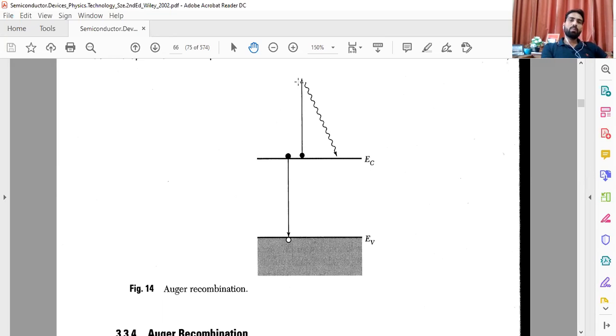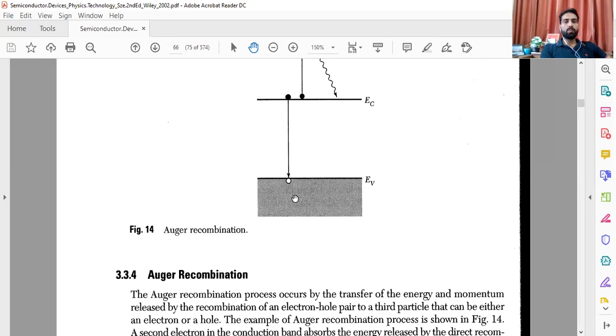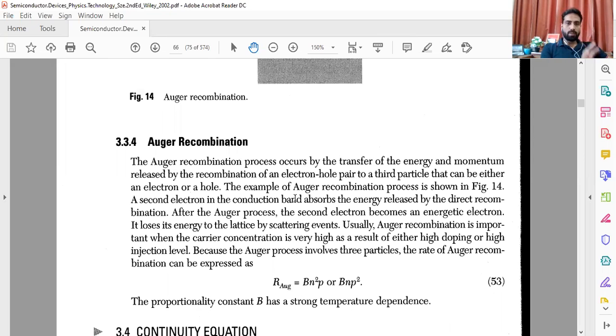Similarly, the opposite is possible. If an electron is coming back from high to low, it releases energy, and this energy can be utilized by another one. This is a very simple process. If somebody asks you in a question what the Auger recombination process is, it is simple: there is augering of energy or momentum from one electron-hole pair to a particle, maybe an electron or maybe a hole. This is basically what is called Auger recombination.